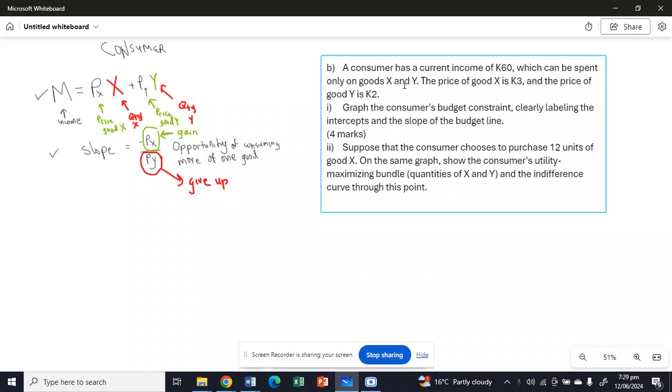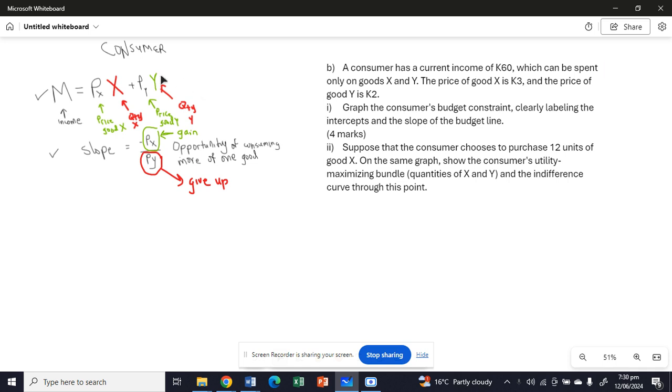All right. A consumer has a current income of 60 kwacha, which can be spent only on goods X and Y. The price of good X is 3 kwacha and the price of good Y is 2 kwacha. Graph the consumer's budget constraint, clearly labeling the intercepts and the slope of the budget line.